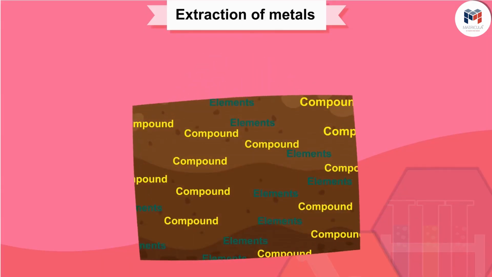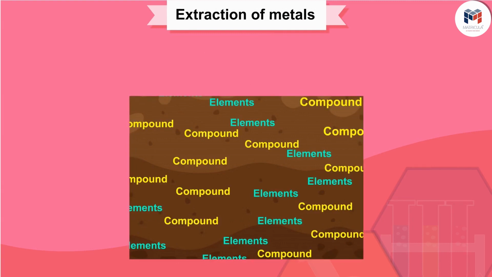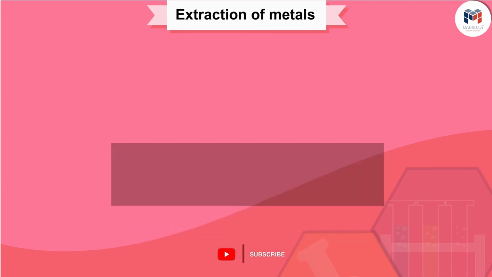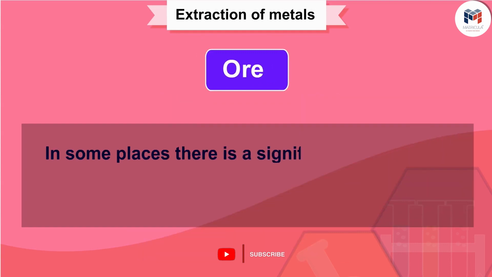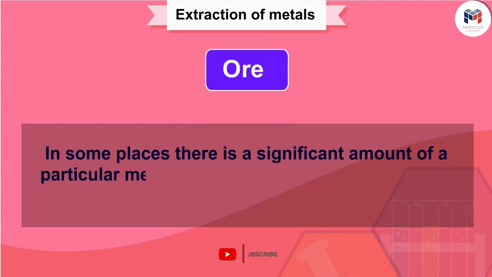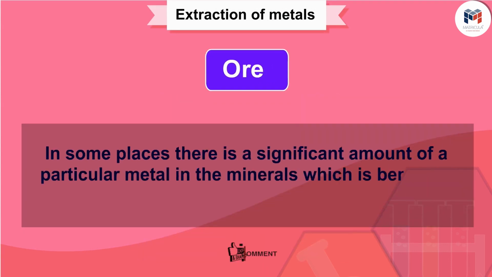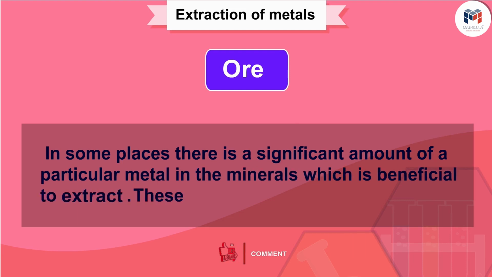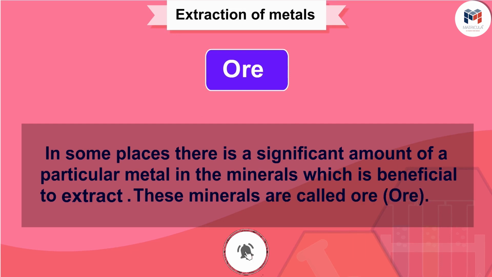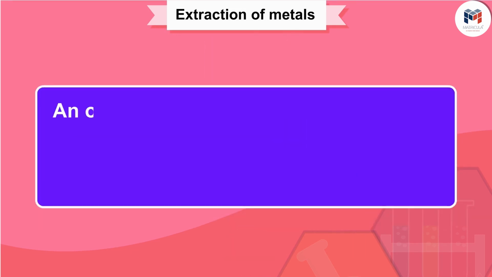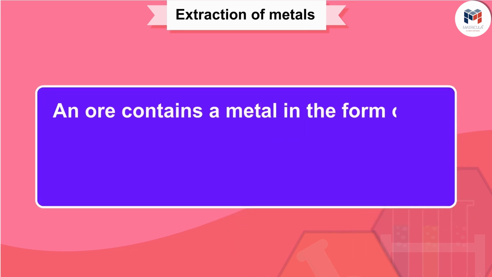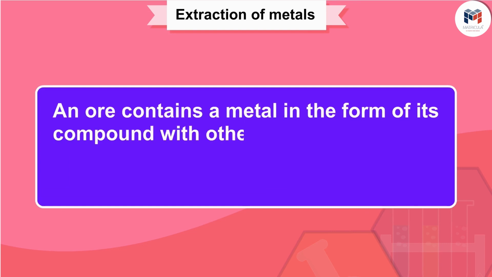Naturally found elements or compounds in the Earth's crust are called minerals. In some places, there is a significant amount of a particular metal in the minerals, which is beneficial to extract. These minerals are called ore. An ore contains a metal in the form of its compound with other elements.